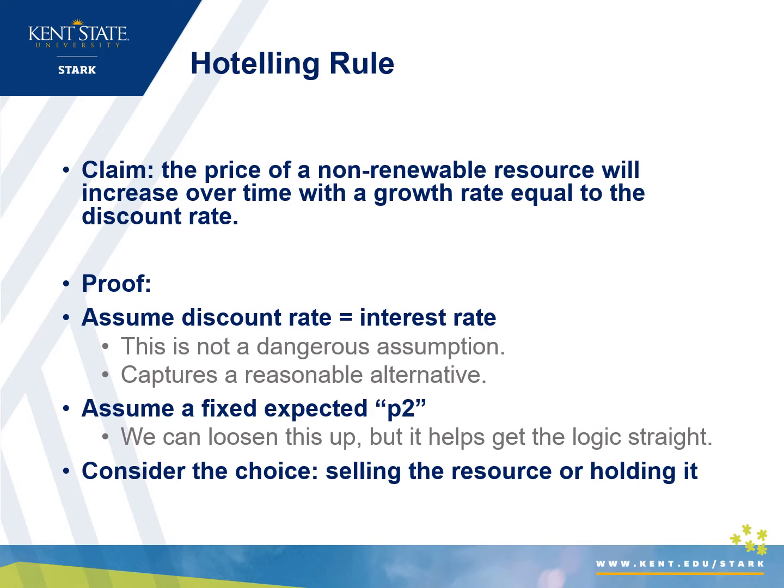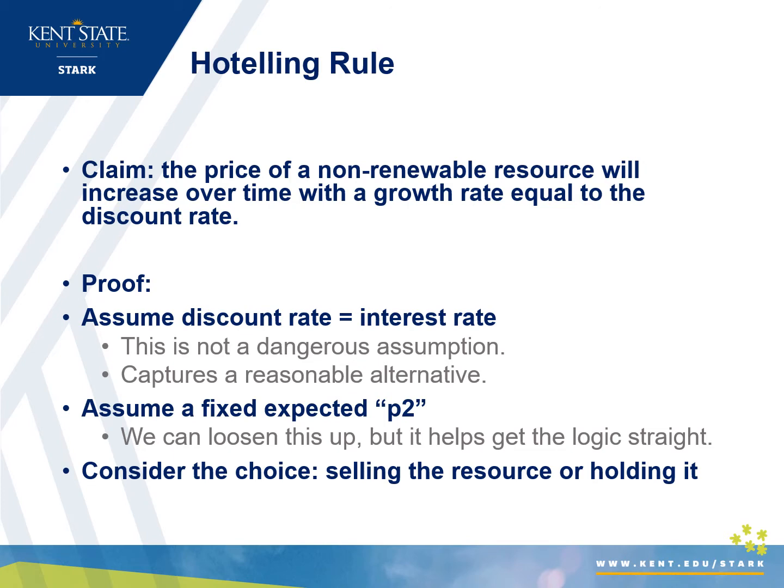Right, so the basic claim of the Hotelling rule is that the price of a non-renewable resource will increase over time with a growth rate equal to the discount rate. Right, so just to give you some kind of a sketch of the proof. The first assumption we're going to make is that the discount rate is equal to the interest rate.